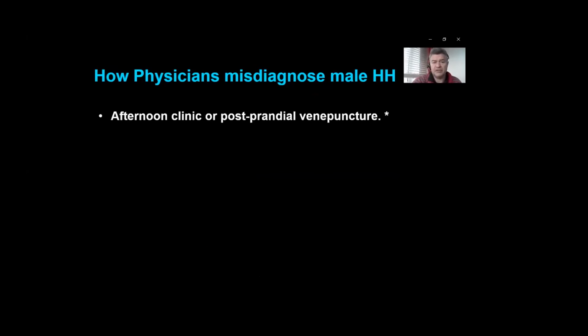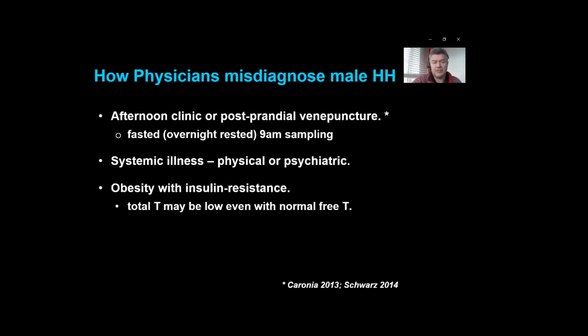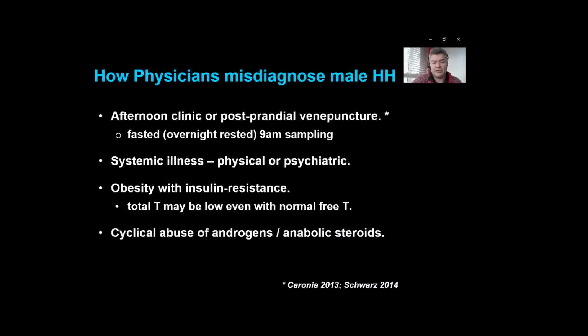You can do a venipuncture in the afternoon clinic or after lunch. Only accurate really if it's done fasted after overnight rest, 9 AM sampling. If you do the bloods during systemic illness, physical or psychiatric, it's normal for the axis to shut down with any form of illness. If you look at men with obesity and insulin resistance, you may find that total testosterone may be low. However, the free testosterone may actually be normal due to the low levels of sex hormone binding globulin, as in this famous character. And also abuse of androgens or anabolic steroids.